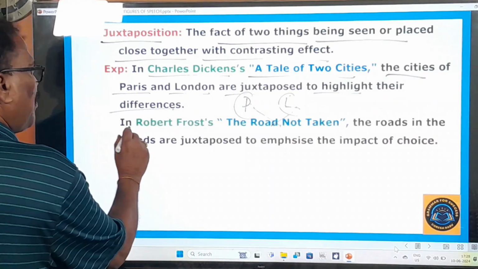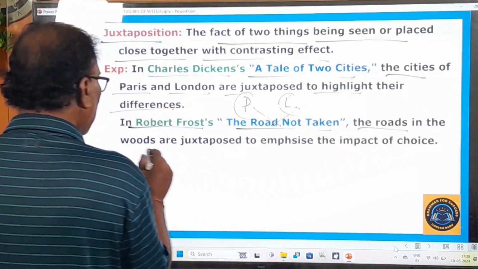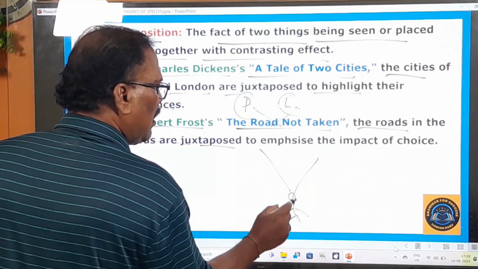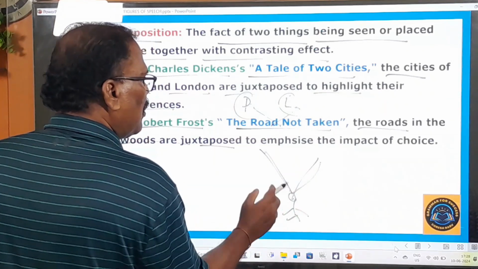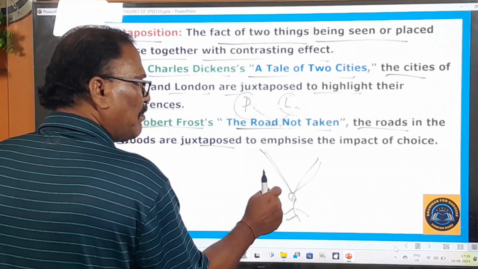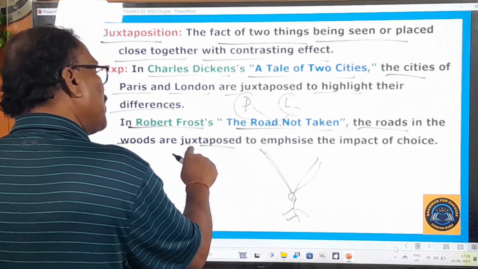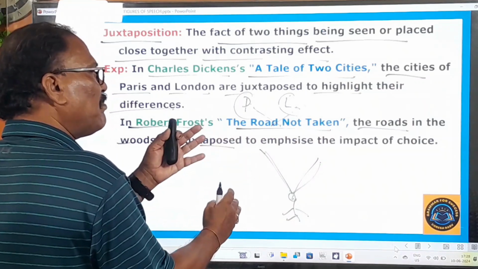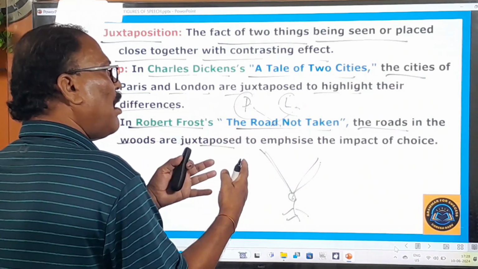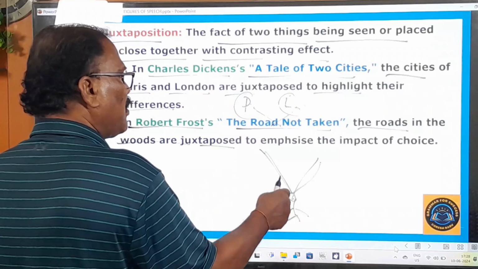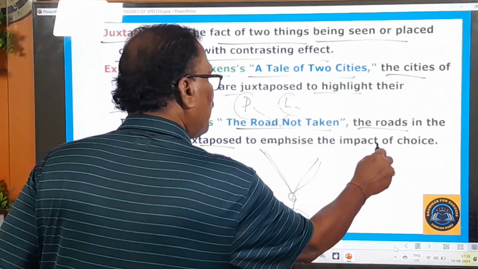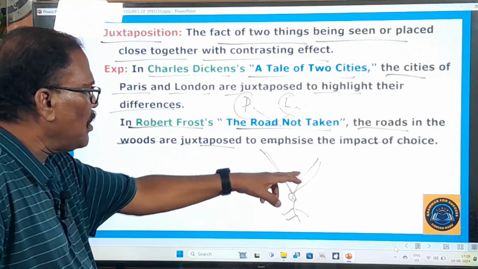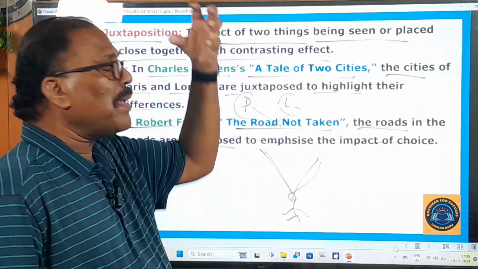And in Robert Frost's The Road Not Taken, the roads in the woods are juxtaposed. So the two roads are there. The poet is here, and here is one road, and a second road. Which road does he have to take? That was the confusion. So he put these two roads, and he became thoughtful. He started thinking about which road to take up. So it is there to emphasize the impact of choice. And these things are juxtaposed. Why? To emphasize the impact of choice.